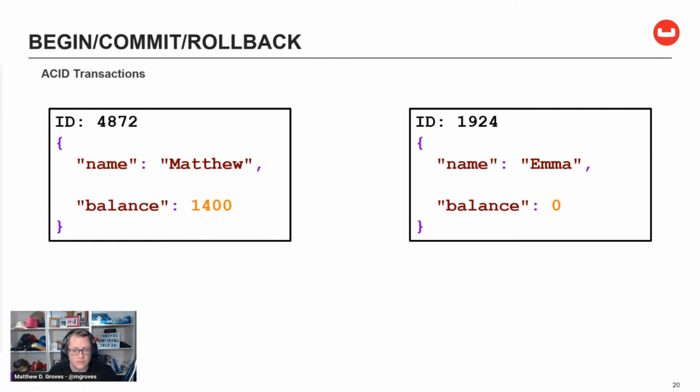So ACID transactions. This is kind of the standard ACID demonstration. Right? I have 2 different accounts here: my account and my balance, and then my daughter's account and her balance. And of course, we know where this is going.